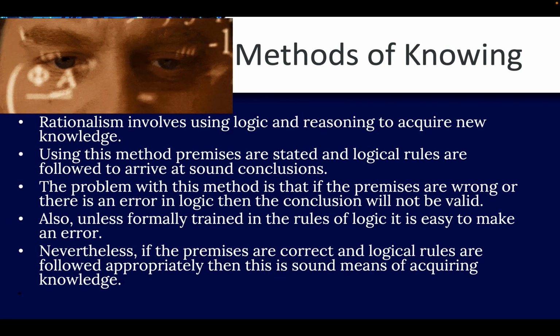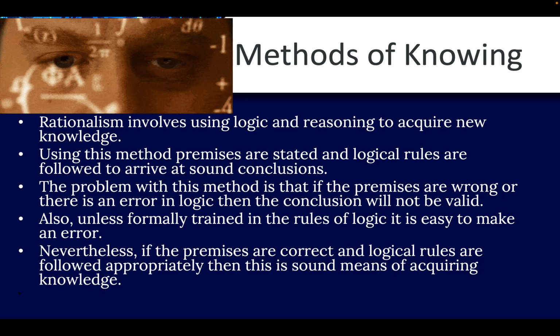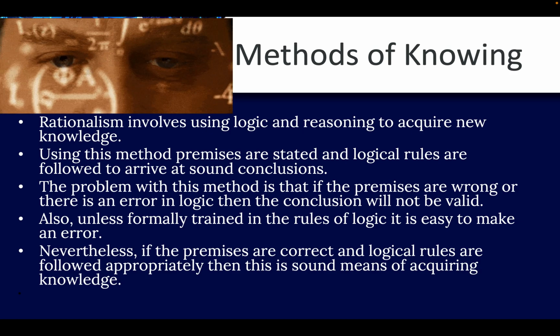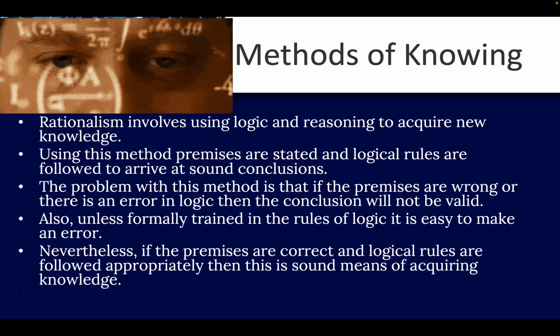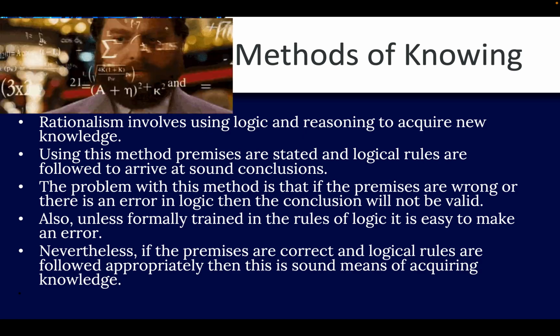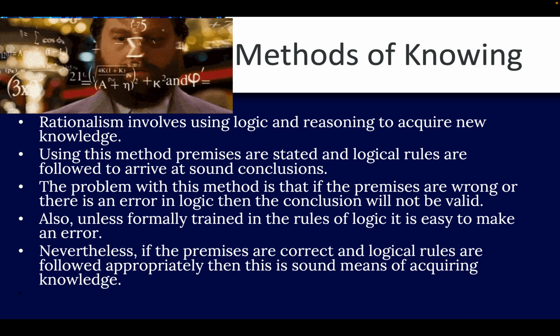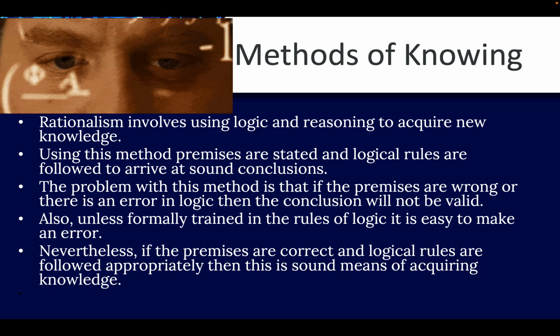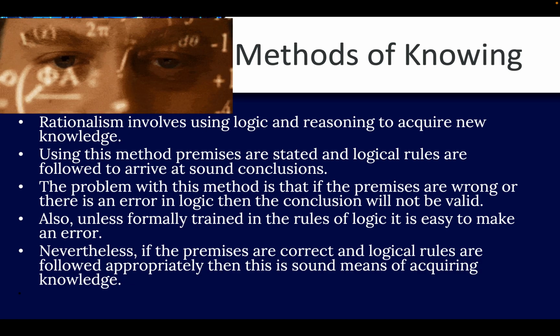Rationalism involves using logic and reasoning to acquire new knowledge. Using this method, premises are stated and logical rules are followed to arrive at sound conclusions. The problem with this method is that if the premises are wrong or there is an error in logic, then the conclusion will not be valid. Also, unless formally trained in the rules of logic, it is easy to make an error. Nevertheless, if the premises are correct and logical rules are followed appropriately, then this is a sound means of acquiring knowledge.